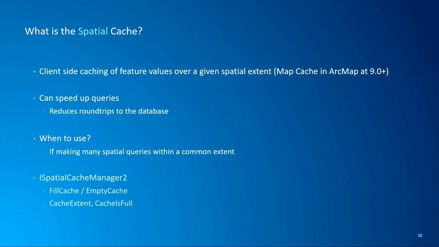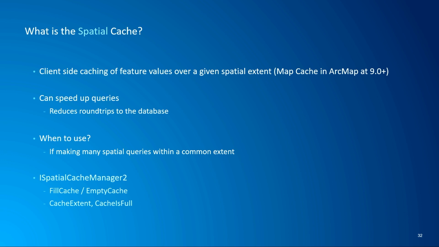Caching data. What is the spatial cache? It's basically a client-side caching of feature values over a given extent. It was called the map cache way back in ArcMap in the 9.0 days. It's had different names over time, but it's doing the same basic thing. The nice thing is sometimes if you do have a spatial cache, it can speed up queries because cursors will try to resolve themselves whenever possible using the spatial cache in order to reduce the round trips to the database.